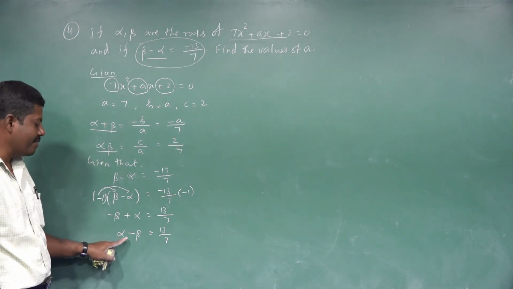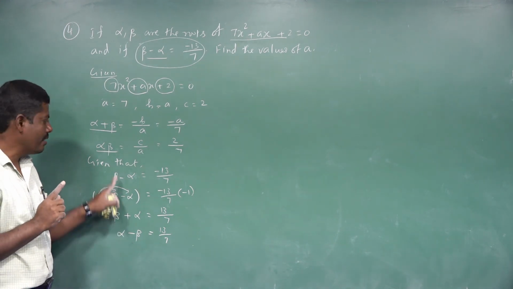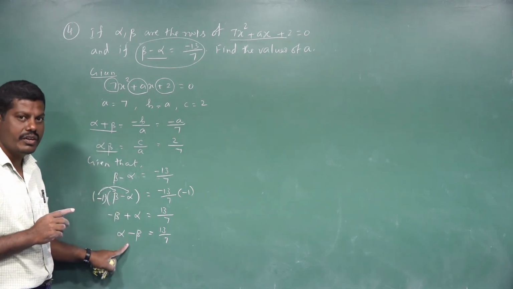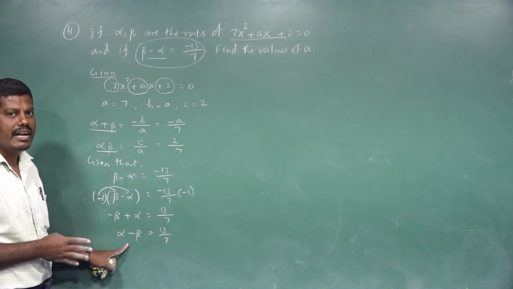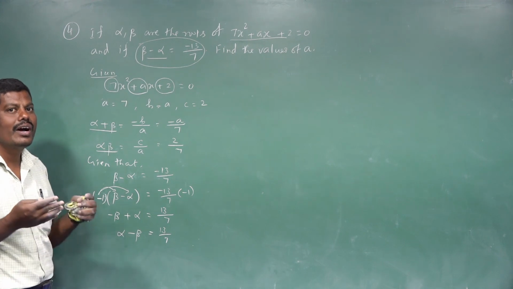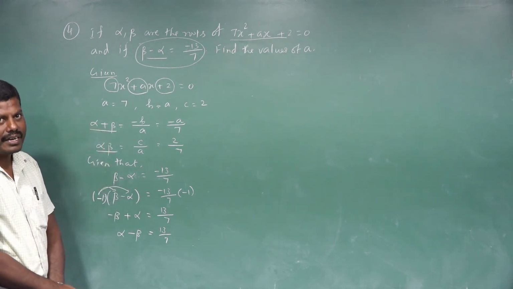But in our expression, alpha minus beta is there. So we cannot substitute any value here, because we know the alpha plus beta value and the alpha beta value, but we don't know the alpha minus beta value. So we cannot substitute it here. We know only alpha plus beta and alpha beta.